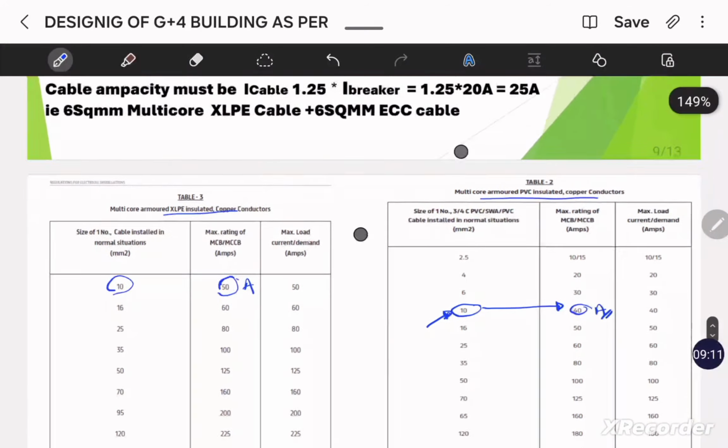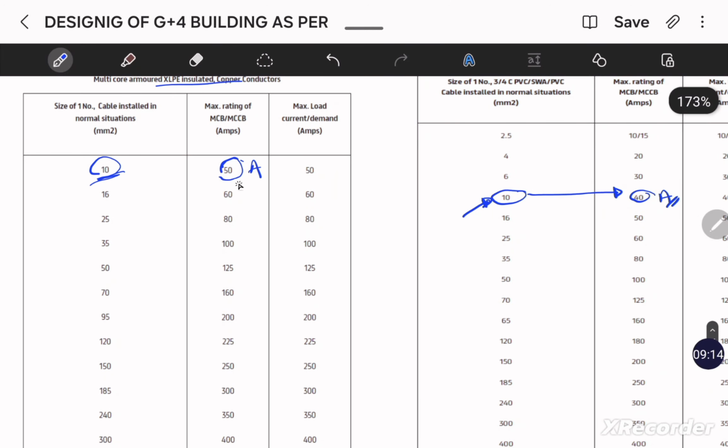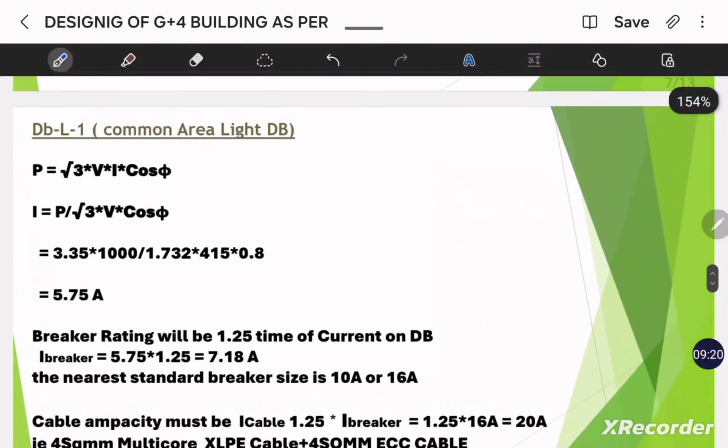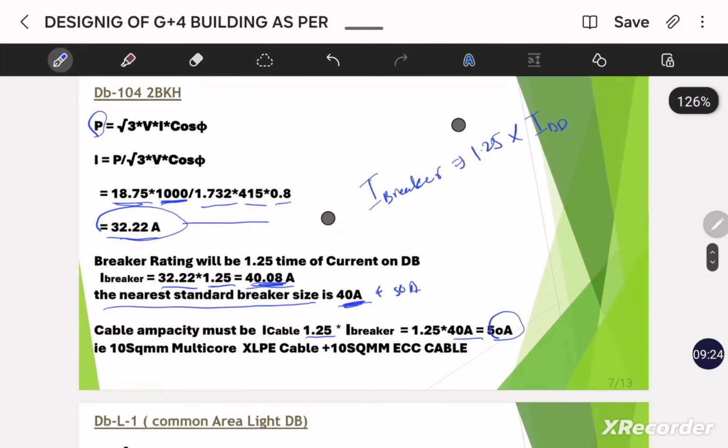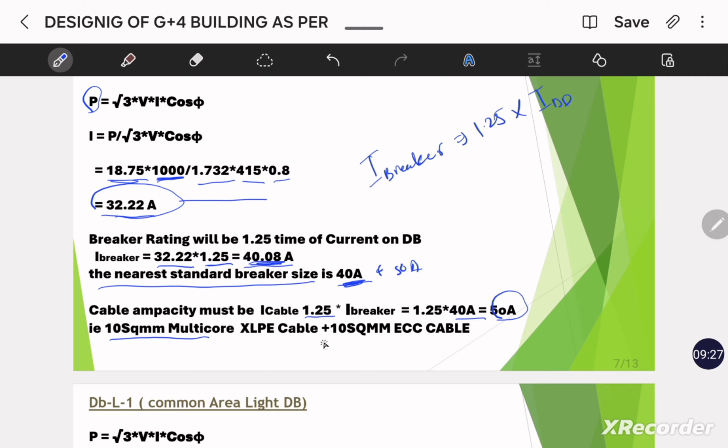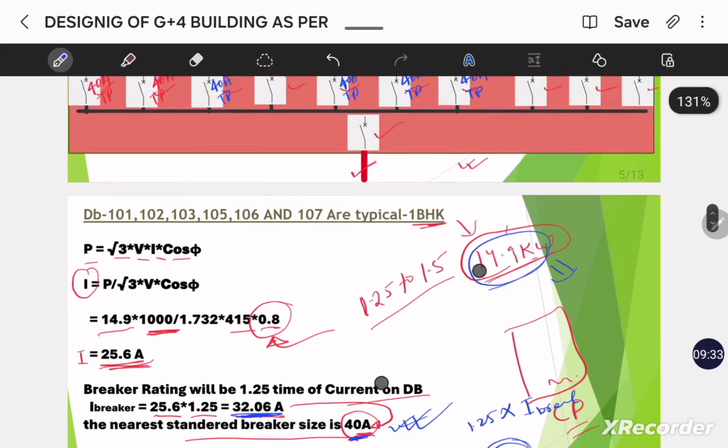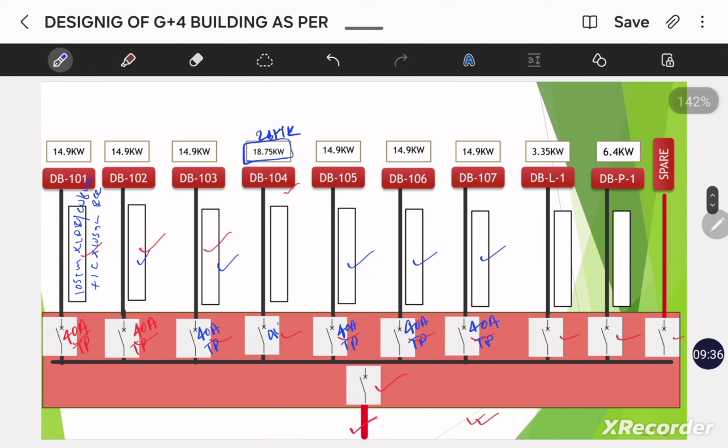As per the DEWA regulation, we can see here that 50 ampere current can be carried by 10 square mm of cable. So we will choose a 10 square mm multi-core cable with a 10 square mm ECC cable. So we can write here the breaker size will be 40 ampere, or you can write 50 ampere. There is no problem in that. And the cable size will be 10 square mm XLPE cable plus 1 core 10 square mm ECC cable. Hope you are clear till here.